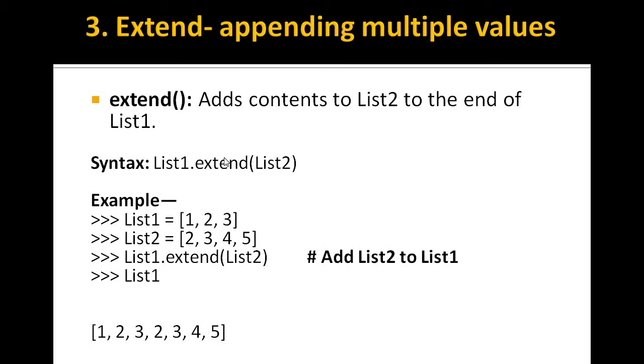So here in this example, list 1 is created, then list 2 is created. List 1 is 1, 2, 3. List 2 is 2, 3, 4, 5, and you call the extend function on list 1. So it is passed list 2. This function adds elements of list 2 into list 1. So when you again run list 1, it returns a list that has some more values: 1, 2, 3, 2, 3, 4, 5, and these values came from list 2.